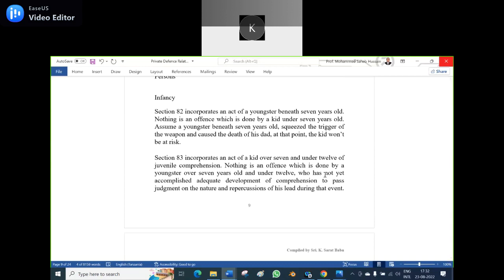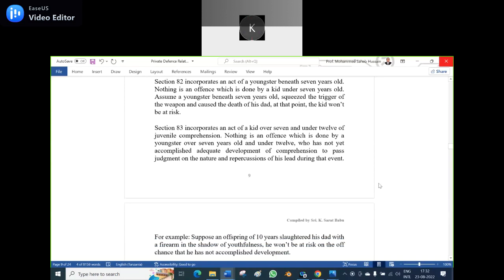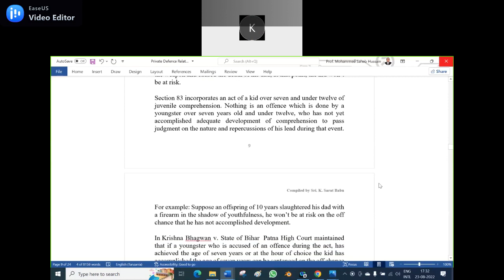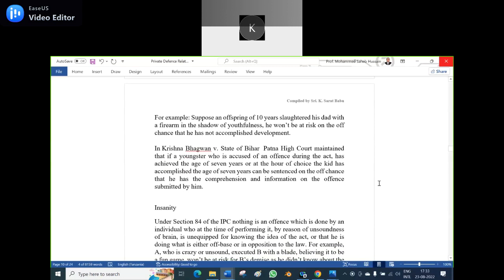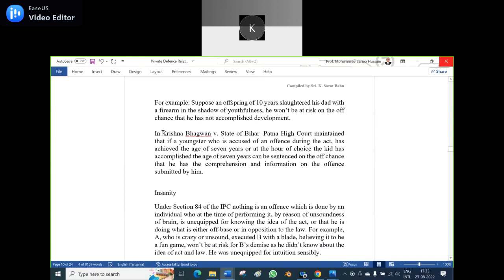Section 83 incorporates an act of a child over 7 and under 12 of immature understanding. So above 7 and below 12, but he has a comprehensive sense, meaning he can understand the consequences. Nothing is an offense which is done by a child over 7 years old and under 12, who has not attained sufficient maturity of understanding to judge the nature and consequences of his conduct on that occasion. For example, suppose a child of 10 years killed his father with a firearm in the shadow of youthfulness, he won't be liable because he has not attained maturity and has not matured enough to know the consequences.